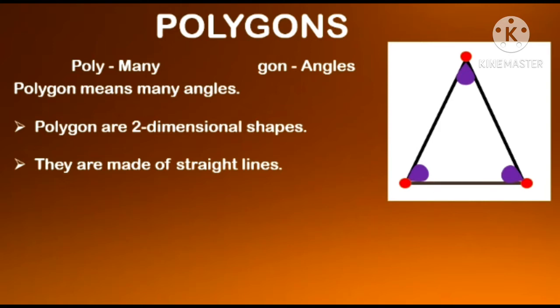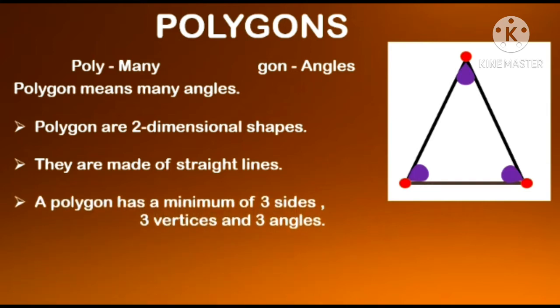Actually, we need a minimum of three lines to form a closed figure, right? So, this is the third property of a polygon. A polygon has a minimum of three sides, three vertices and three angles. And the fourth property is it is a closed figure. That means sides are connected, there is no gap between the sides. When a shape satisfies all these properties, we can say it is a polygon.